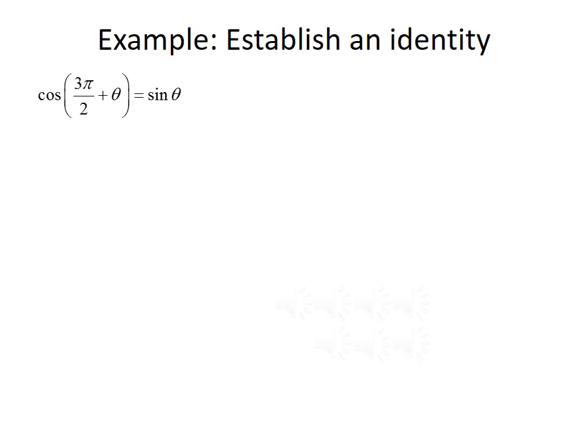And the last thing that we want to be able to do in this section is establish an identity using these sum and difference formulas. So for example, we want to show that the cosine of 3 pi over 2 plus theta equals the sine of theta. We're going to start with the left-hand side of the equation, cosine of 3 pi over 2 plus theta.